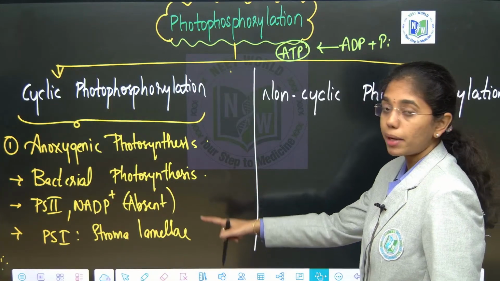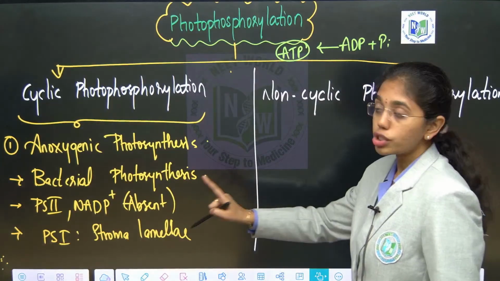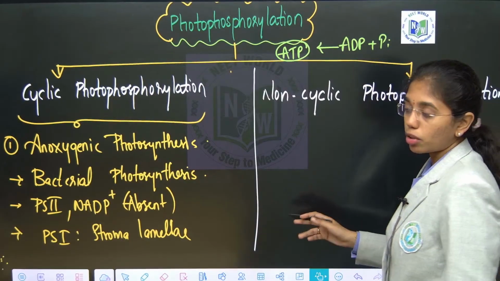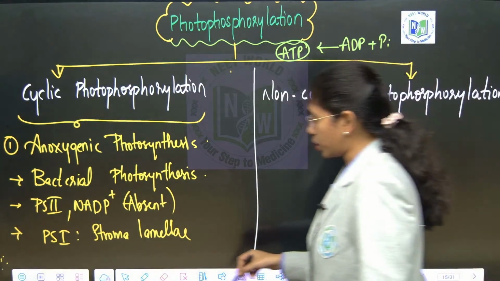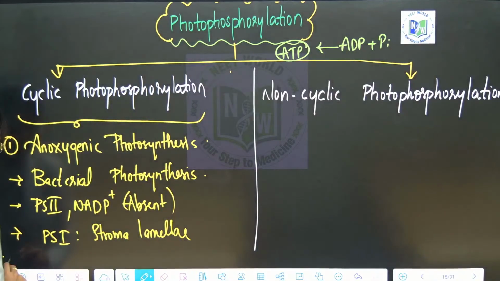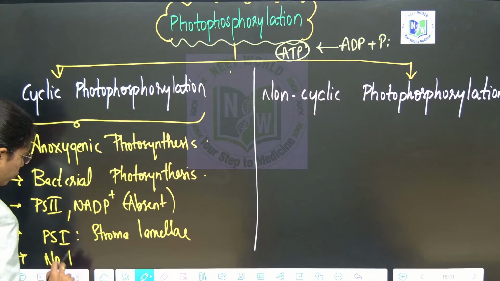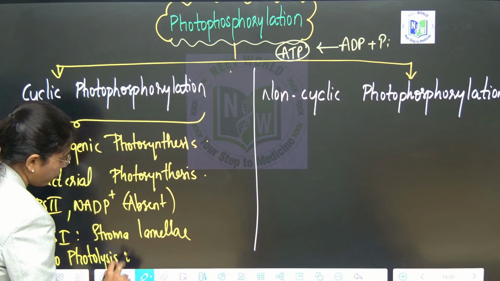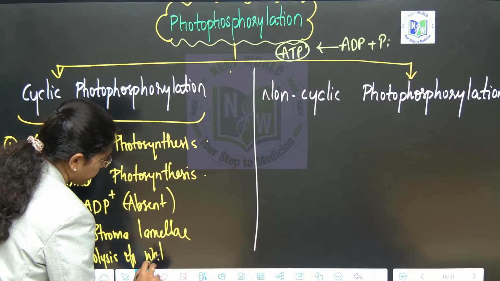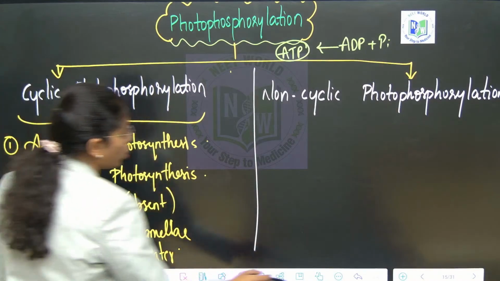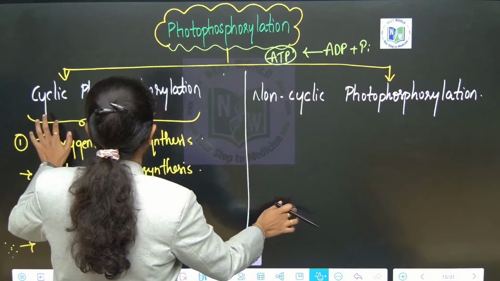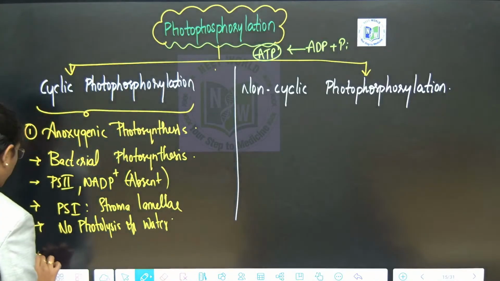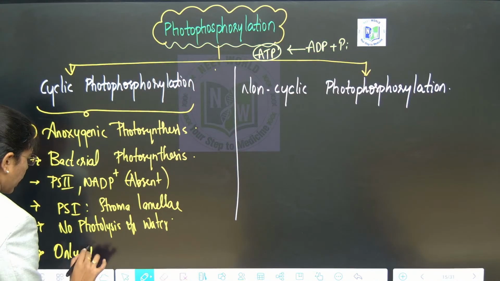Only in stroma lamellae, only photosystem 1 is present, photosystem 2 is absent, and there is no NADP plus, which is the ultimate electron acceptor in non-cyclic photophosphorylation. And as photosystem 2 is absent, there is no photolysis of water here, and only ATP is formed.